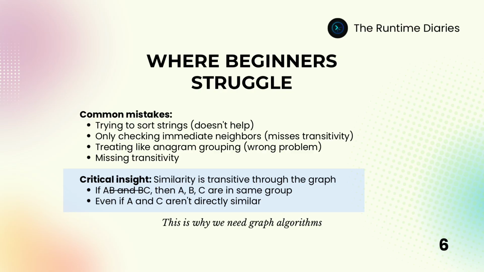They forget that similarity is transitive. This is huge. If A is similar to B and B is similar to C, then A and C belong to the same group, even if A and C aren't similar directly. The key idea here is that similarity spreads through the network like friend of a friend. You don't need direct similarity between every pair in a group. You just need a path of similarities connecting them.